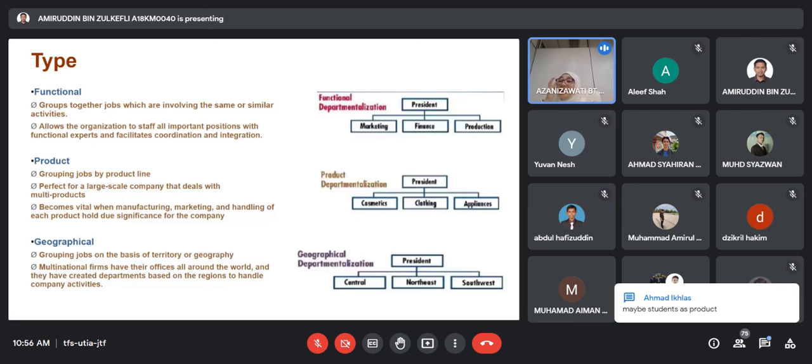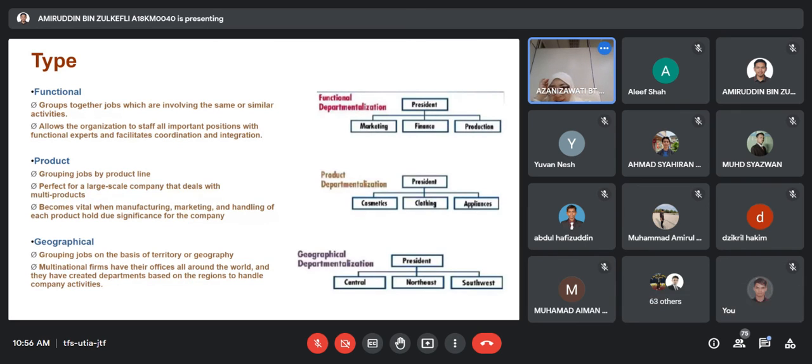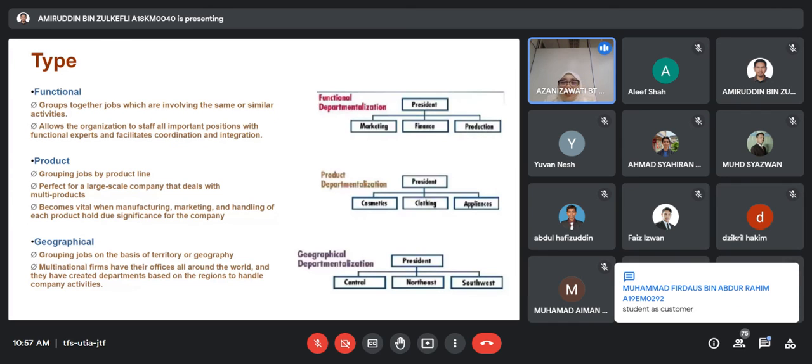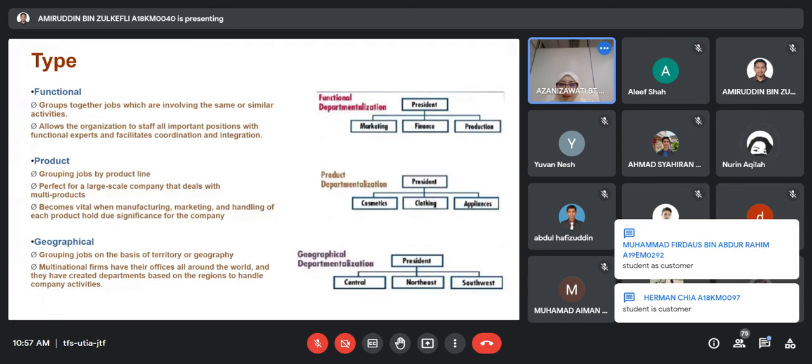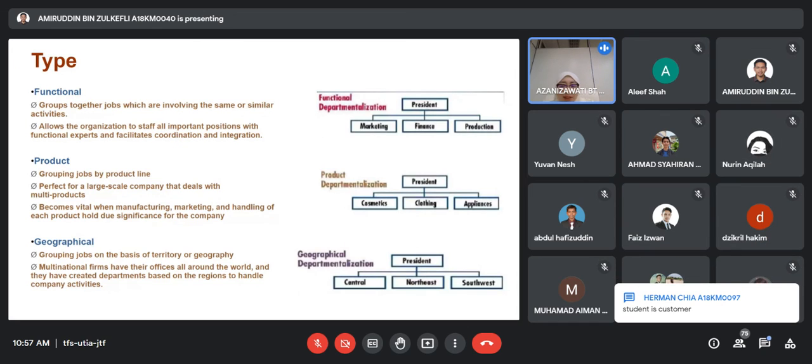Okay, alright. Maybe students as product. Ahmad Ikhlas, I agree with product, group by product. Okay, correct. It also has the product.